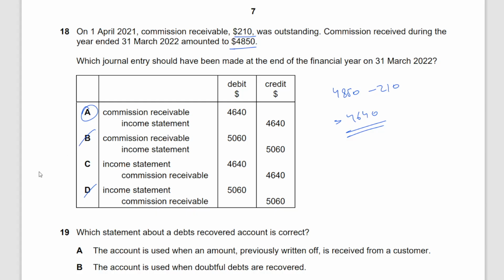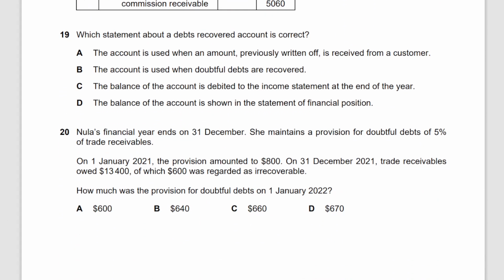Let's move. Number 19. Which statement about a debts recovered account is correct? It's an income account. We know that. But let's see. The account is used when an amount previously written off is received from a customer. This seems correct to me. Nothing wrong with that. Pretty okay.